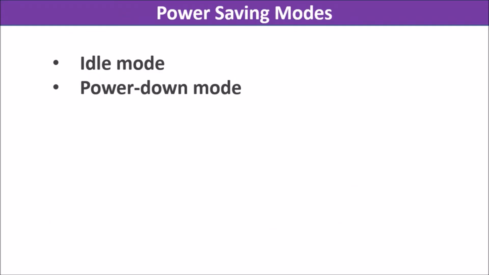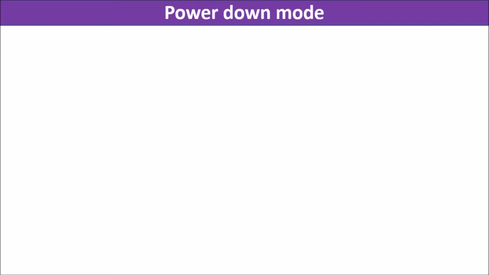For 8051, there are two power saving modes. The first is idle mode and the second is power down mode. We'll discuss these two modes. First is power down mode.